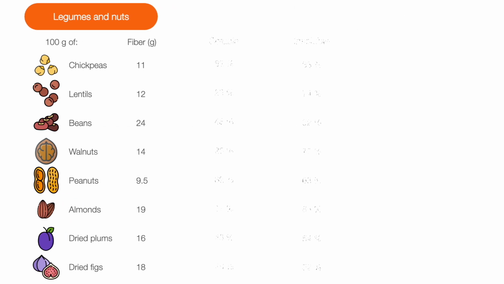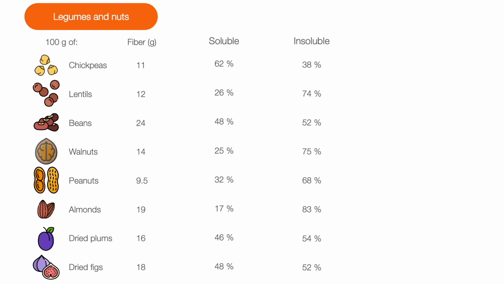Regarding the percentage of soluble and insoluble fiber in these legumes and nuts, in most nuts, the insoluble fiber is more abundant than the soluble one, while in legumes, the percentage of each type of fiber varies a lot depending on the legume. In lentils, 74% of the fiber is insoluble, in beans 52%, while in chickpeas only 38%.